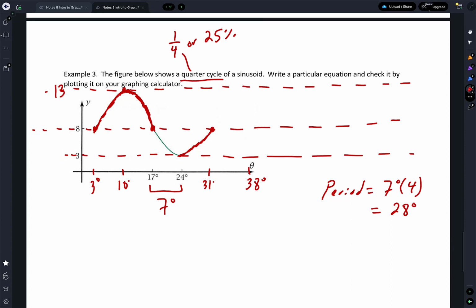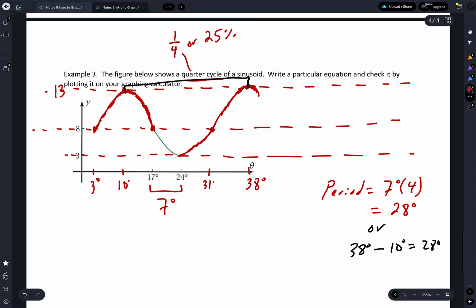And that's going to be at a high. There it is. If you did not like how I got the period the first time, you could do this, peak to peak. You could also say 38 degrees minus 10 degrees, which also gets you 28 degrees.